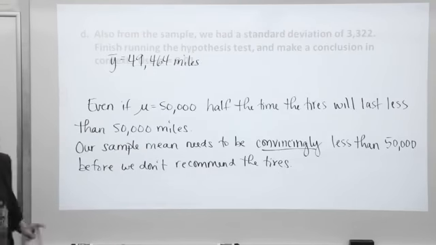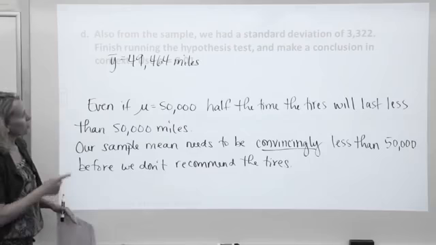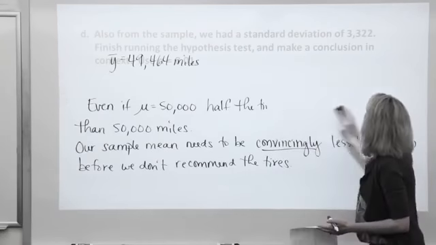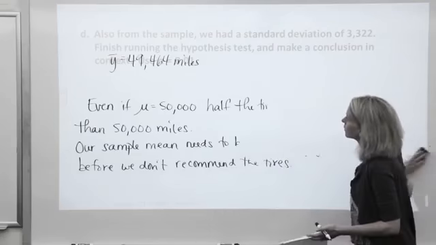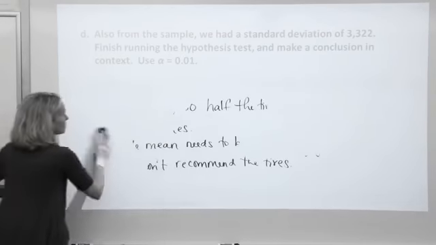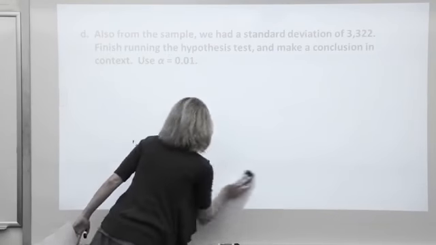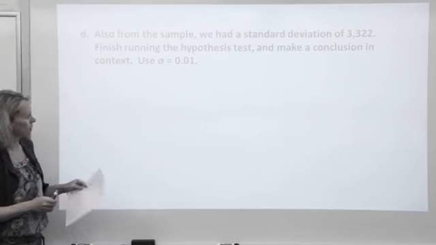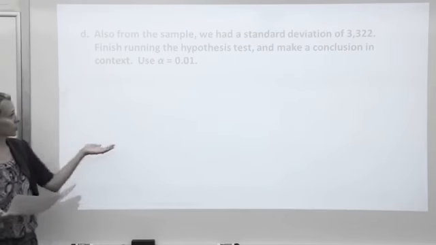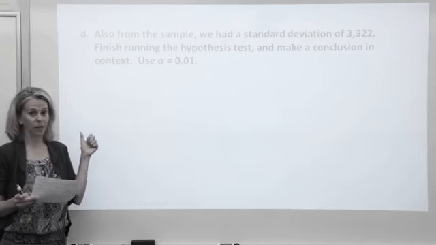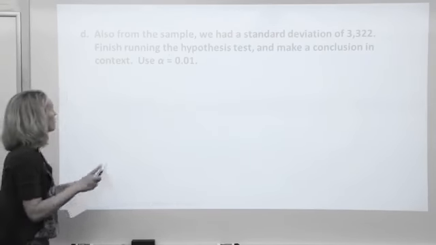Here's the standard deviation. So from the sample, we had a standard deviation, which is very important, of 3,322 miles. Finish the hypothesis test and make a conclusion. And we're given a level of significance of 1%, or alpha equal to 0.01. So now we're ready to actually conduct that test. We have our hypotheses. Let's go ahead and get our test statistic and our p-value.